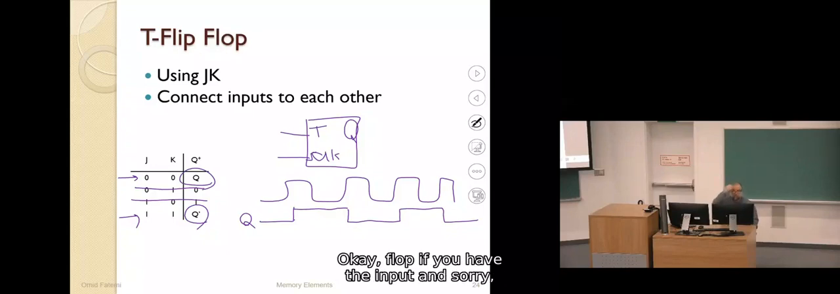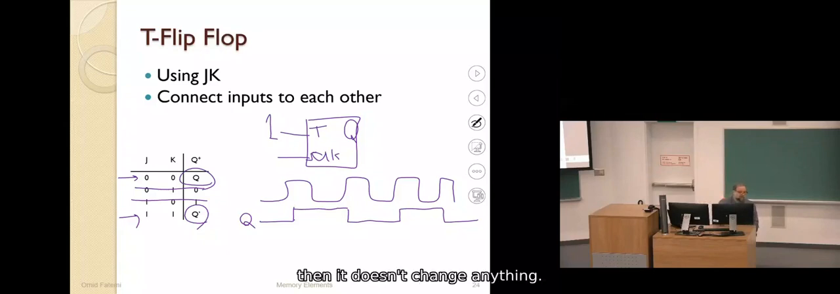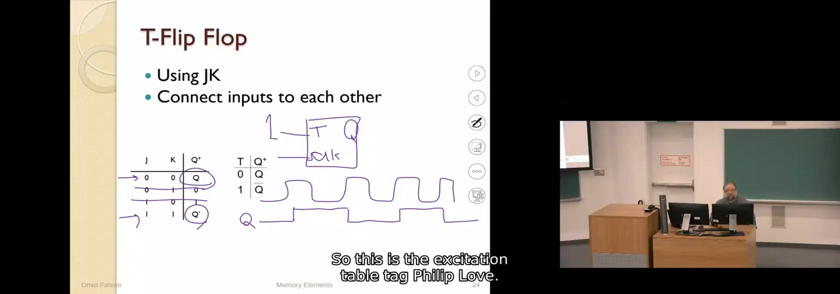Okay? So T flip-flop, if you have the input, I forgot to say that here I put 1 at the T. So every time it toggles. We have 1 at the T and we have a clock, so every clock it toggles. But if you have 0 here, then it doesn't change anything. When you want to toggle, you put 1. When you don't want, you put 0. So this is the excitation table.